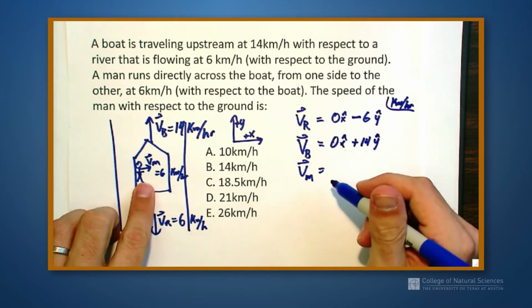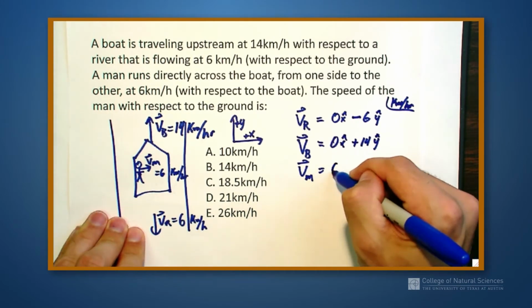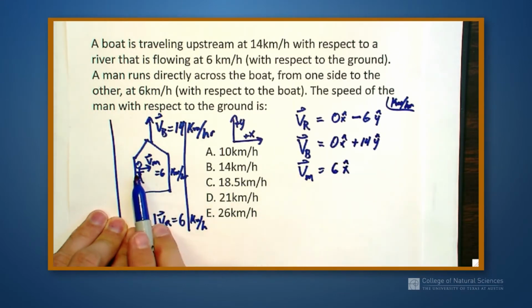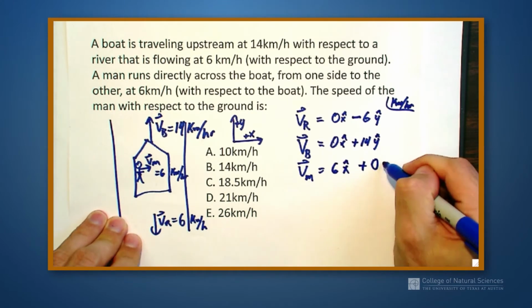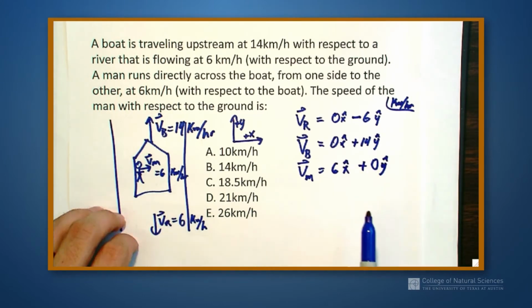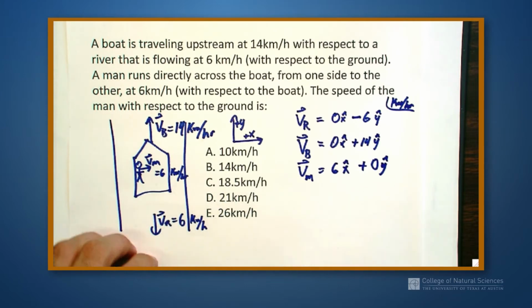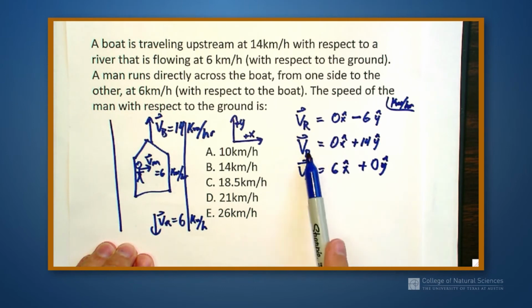And last but not least, the man goes across the boat at 6 kilometers an hour in the x direction, from left to right, and does not go forward with respect to the boat. The boat's going forward and the river's pulling it back, but as far as the person in the boat is concerned, they're only going straight across. So the river is with respect to the shore, the boat is with respect to the river, and the man is with respect to the boat.